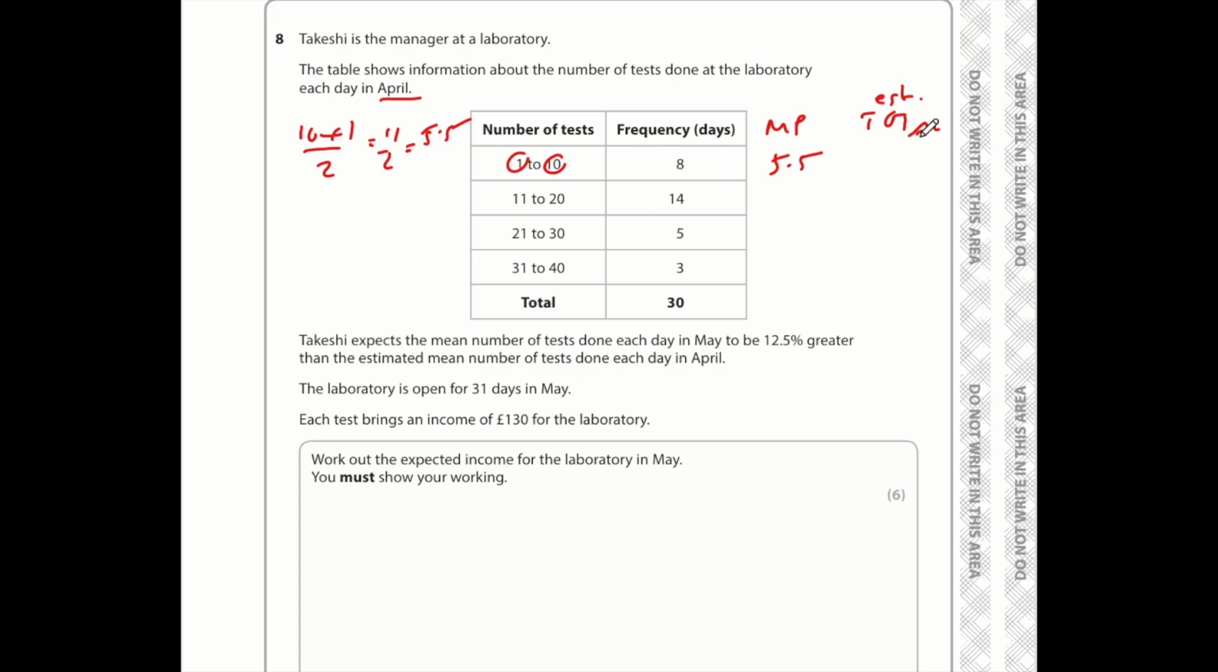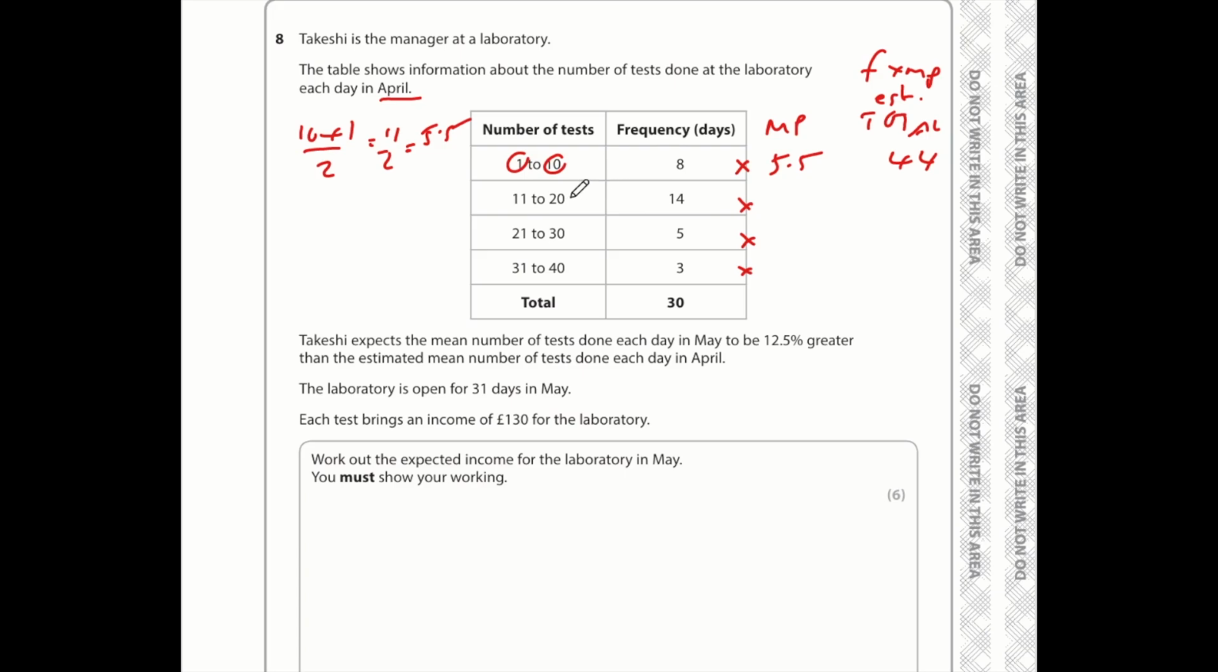And remember, it's an estimated total, not an actual total, because we're assuming that all 8 days was 5.5 tests. So the estimated total was 8 lots of 5.5, which is 44. When you see these types of questions, a lot of people automatically put in a midpoint, and this column here is frequency times by midpoint. Some people don't understand why they're doing what they're doing. I guess it doesn't really matter, but it does help if you've got a bit of intuition.